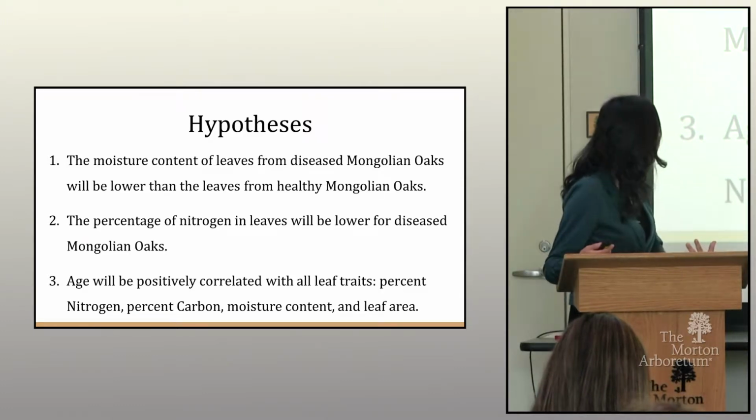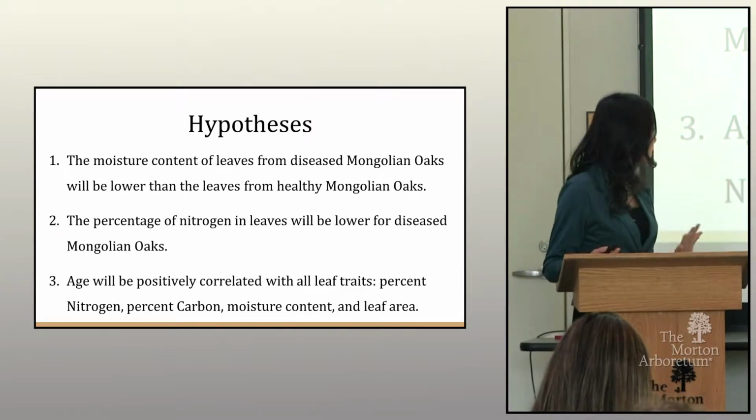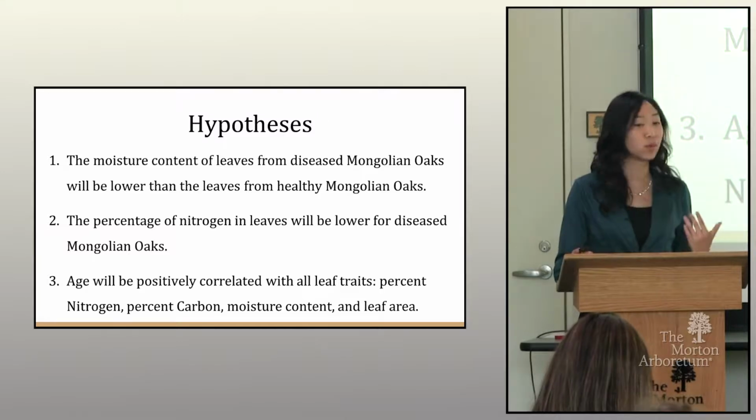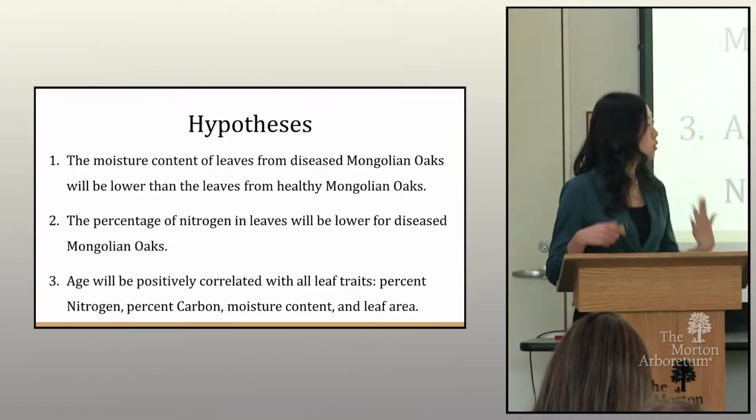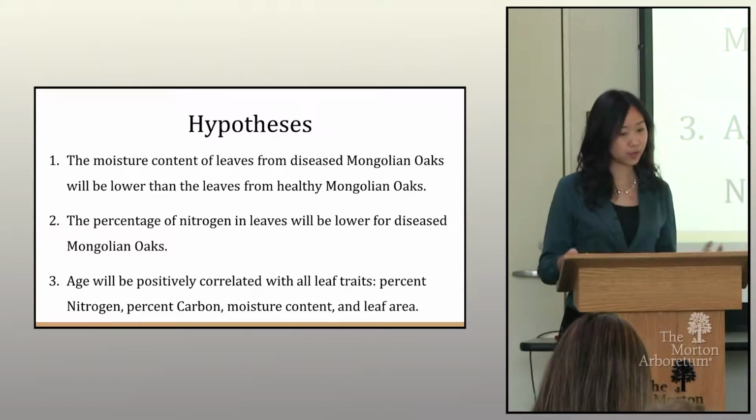I also hypothesized that age would be positively correlated with all the leaf traits that I was looking at: percent nitrogen, percent carbon, moisture content, and leaf area, because older trees would most likely have a higher capability to store water and nutrients in the leaves.